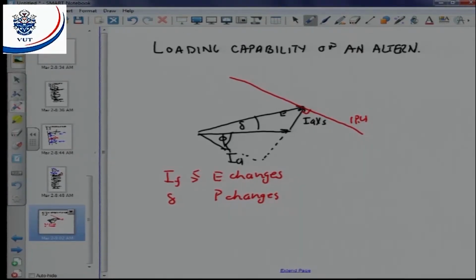Now let's say we increase E by 10%, then it will be that long, and now it will move on this 1 per unit line until it reaches that operating point. Delta now has become smaller, and our current has changed like that.